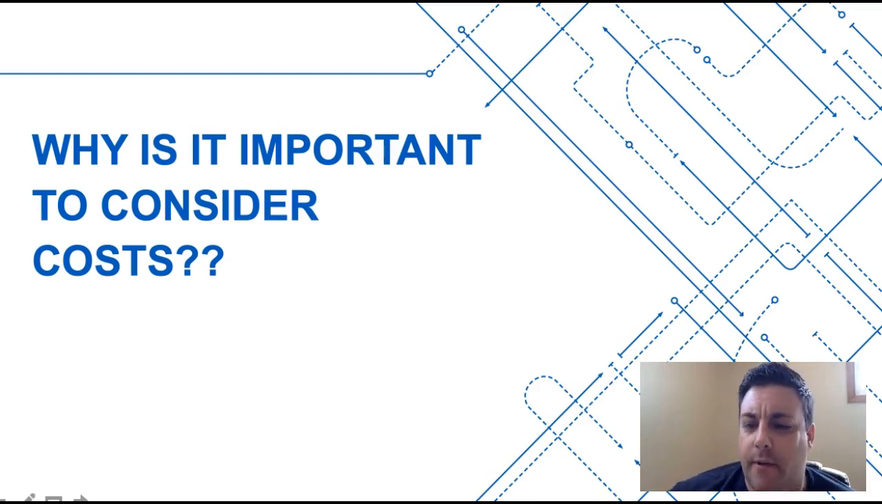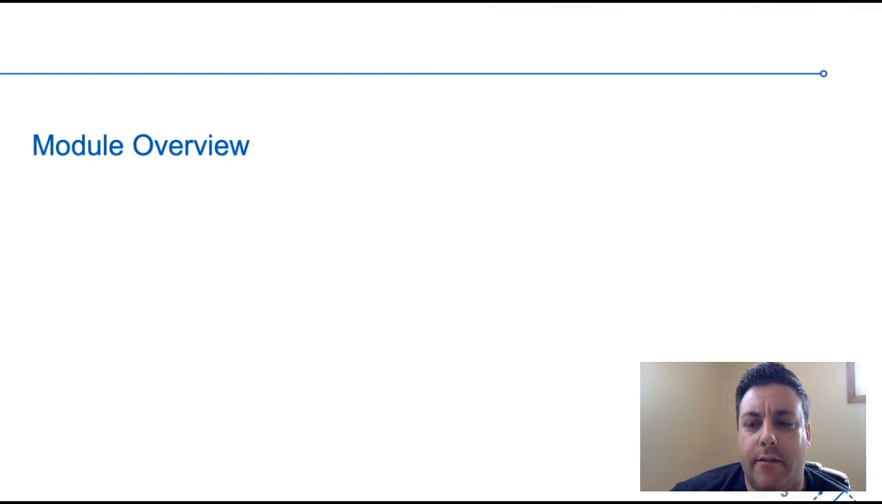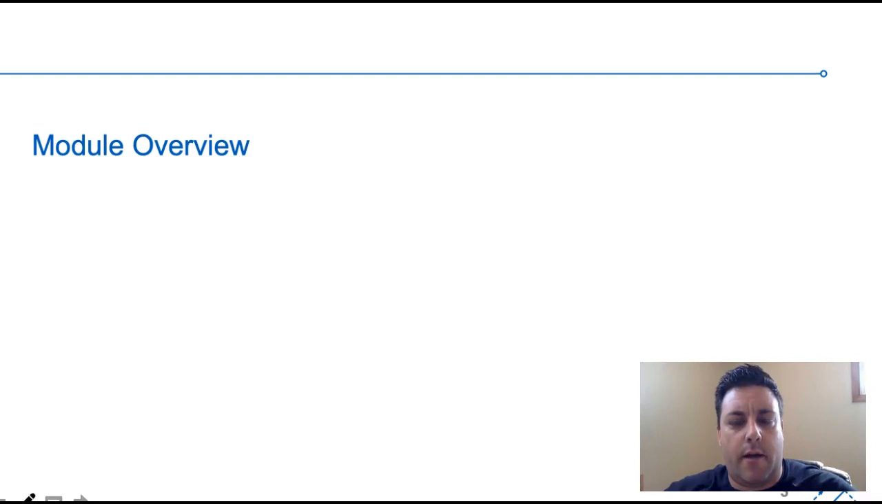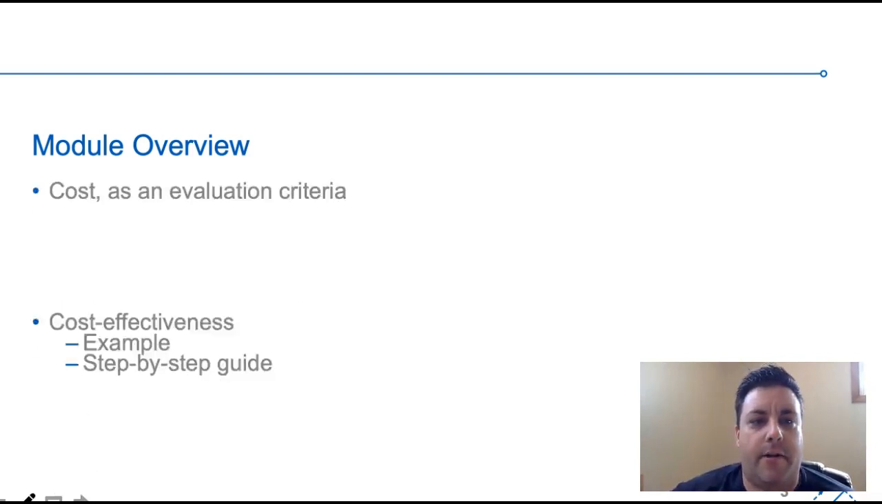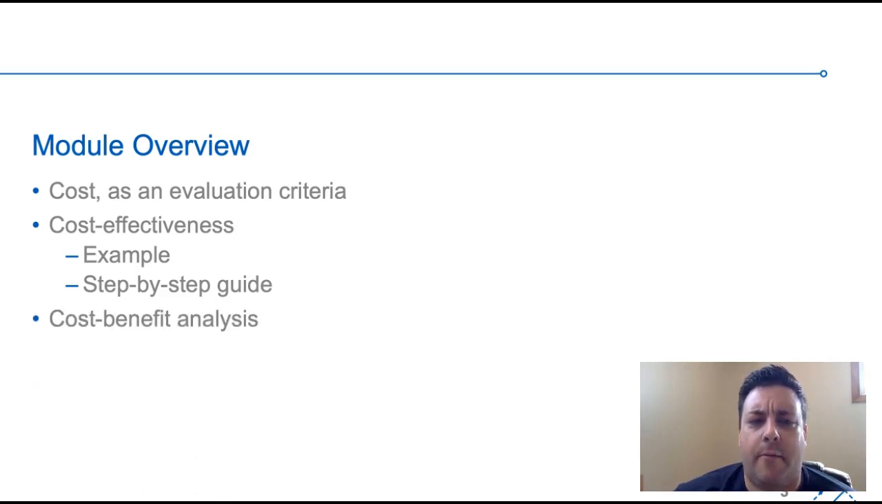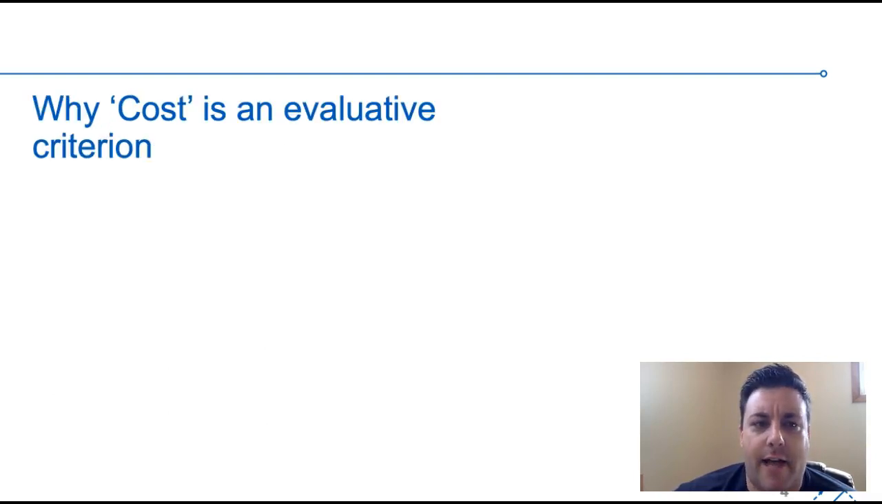Today what we're really going to spend time talking about is how cost is an outcome in the context of program evaluation. So just to run through what we're going to talk about today: we'll talk about cost as an outcome or an evaluation criterion. We'll go through an example of both cost effectiveness and then a cost benefit analysis.